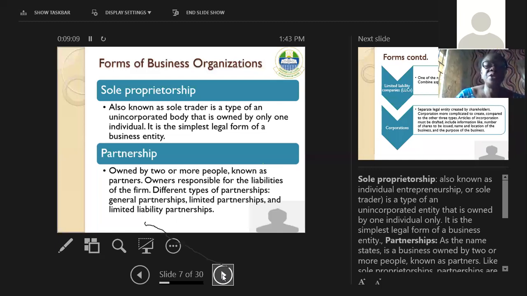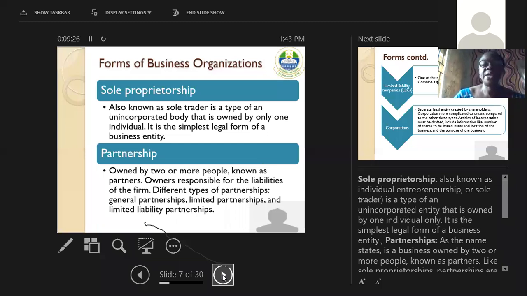They operate on their own and is usually owned by one individual. In fact, it is the simplest legal form of a business entity. And they enjoy their profit alone, enjoy their losses too, or liabilities also alone.